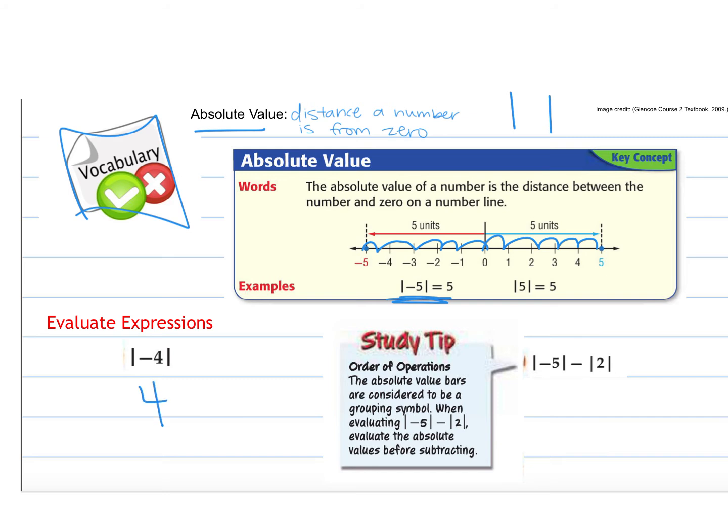Okay. Something to note here, absolute value bars are considered grouping symbols, so they fall under the parentheses part of our order of operations. So if we have the absolute value of -5 minus the absolute value of 2, the first thing that we would do is figure out the absolute value of both of these. So -5 is 5 spots away from 0, and the absolute value of 2, well, 2 is 2 spots away from 0, so we're doing 5 minus 2, which is 3.